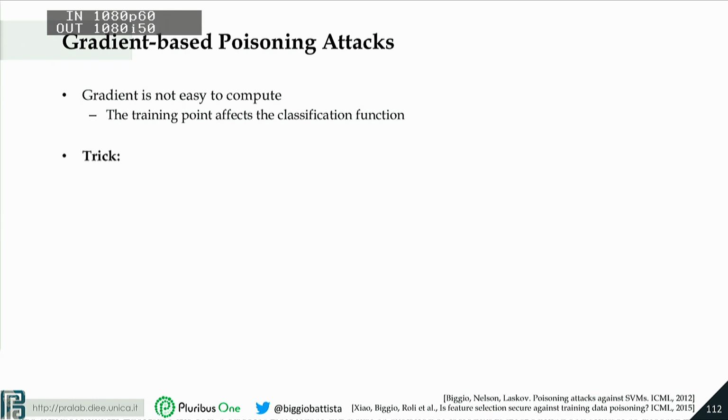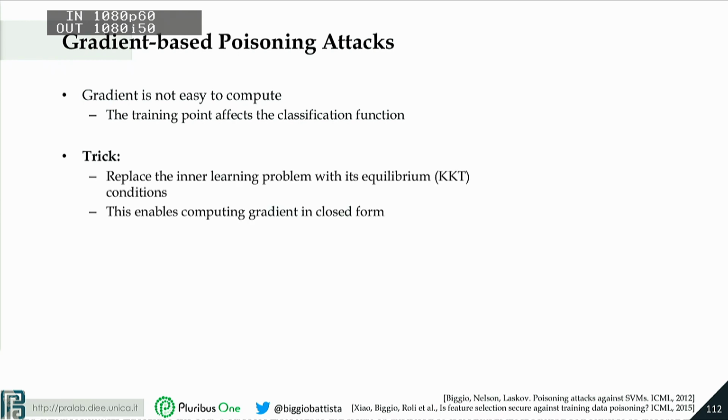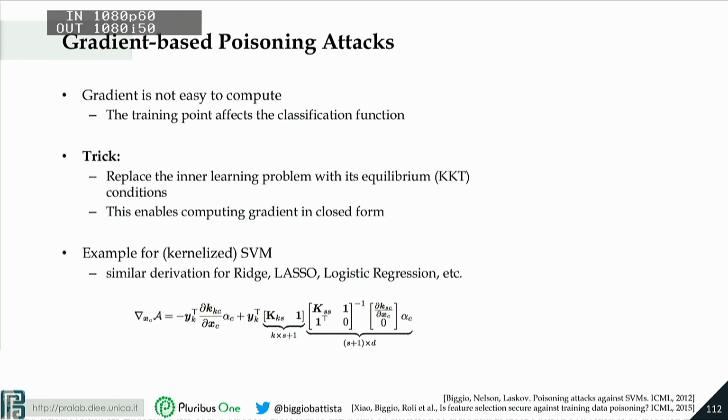And there is a trick, as I said. You can remove the inner optimization problem, the training problem, with this equilibrium condition. If you replace the learning problem with the KKT, the Karush-Kuhn-Tucker equilibrium conditions, you now have an optimization problem with a set of linear constraints. Then you can basically invert these constraints to find the dependency of the classifier parameters with respect to the attack point. I'm not giving the details, but in this way, you can compute the gradient in closed form.